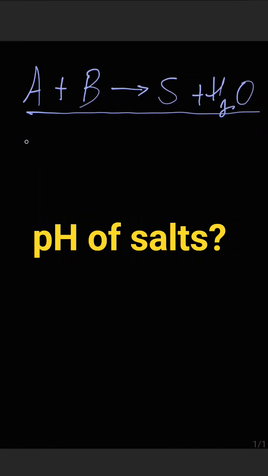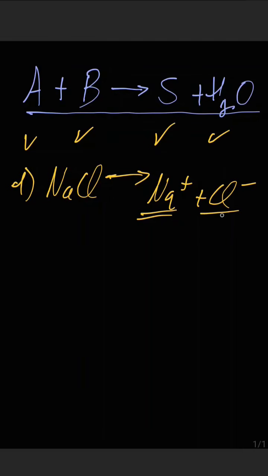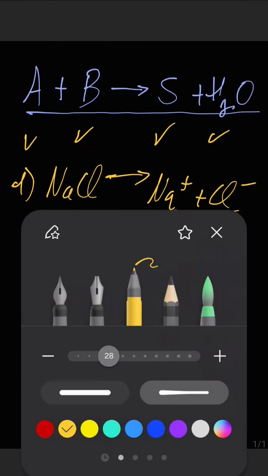Salts come from an acid and a base producing salt and water. This is a neutralization reaction. We will have three types of salts. The first one is the one that dissociates into ions fully, so sodium and chlorine. Since we are producing sodium and chlorine, they will dissociate and they are not increasing the concentration of hydrogen or OHs.